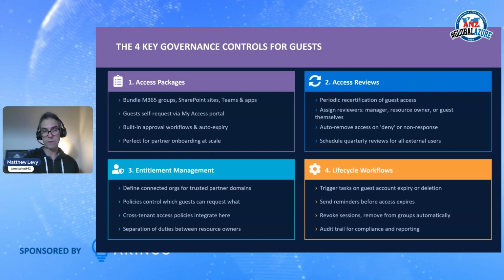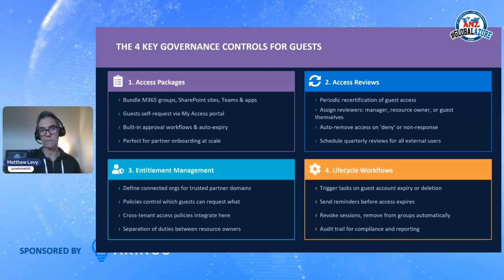So entitlement management is the broader framework around access packages. You define connected organizations for your trusted partner domains so that guests from those domains automatically can qualify to request certain packages.